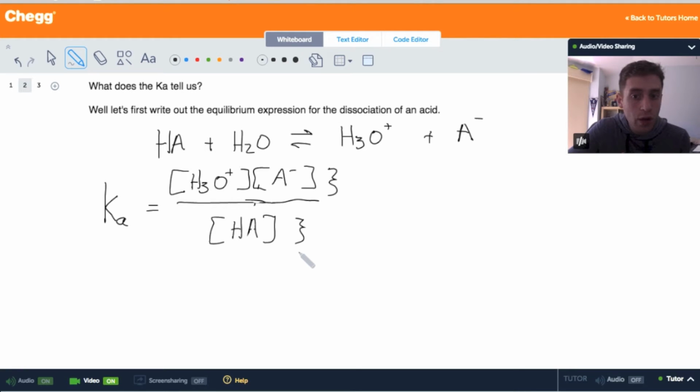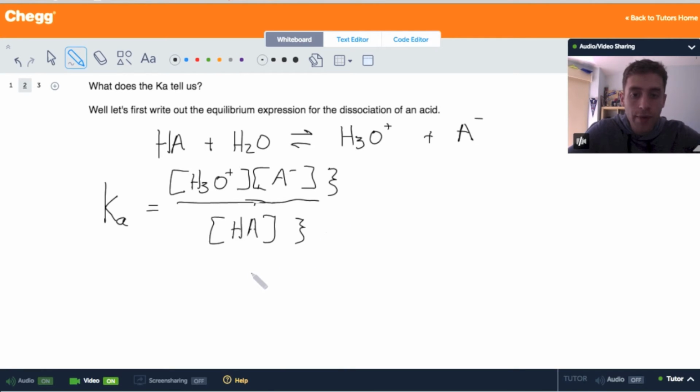If we have a larger Ka, that means we're more prone to form products and more prone to dissociate into H3O plus, which indicates that we have a stronger acid. If an acid is more prone to donate its hydrogen ion to form hydronium, we have a stronger acid. So the larger the Ka, the stronger the acid, because we're forming more hydronium ion, which means that we have a more acidic solution.